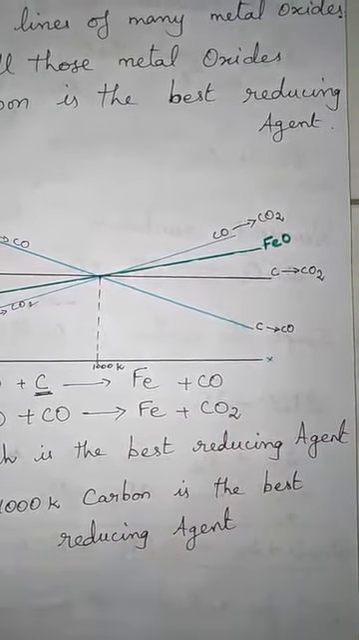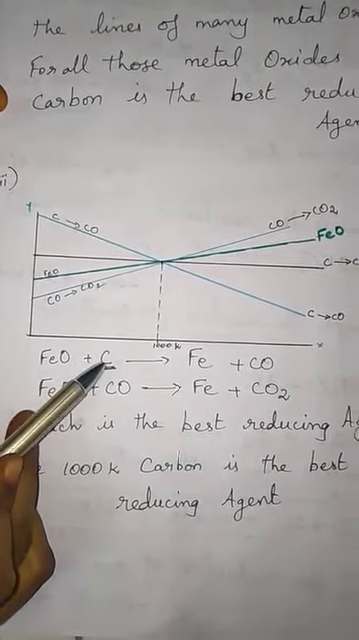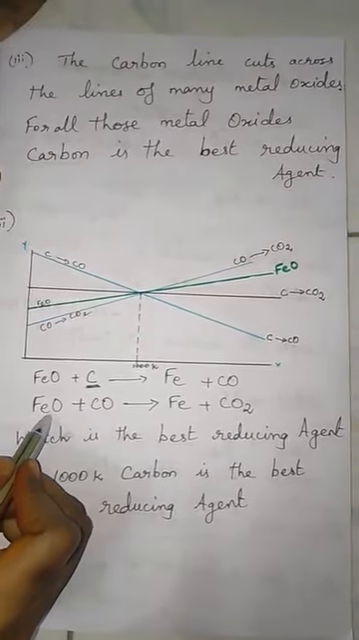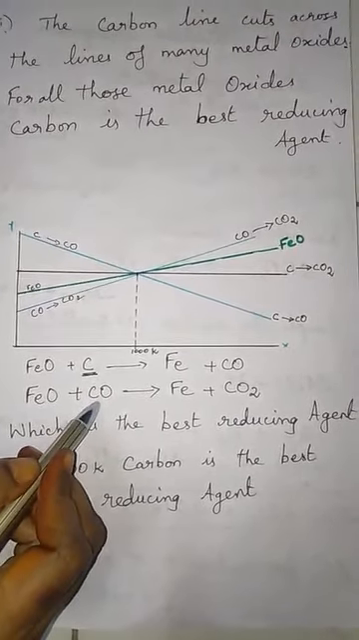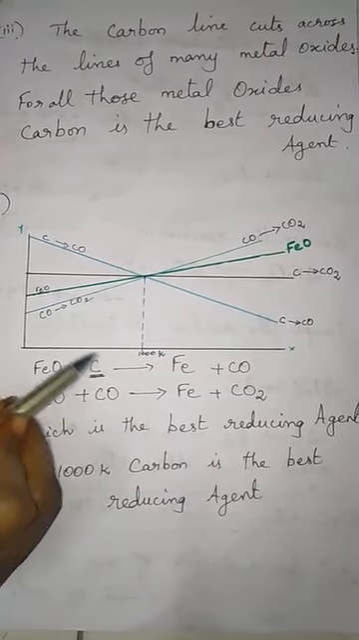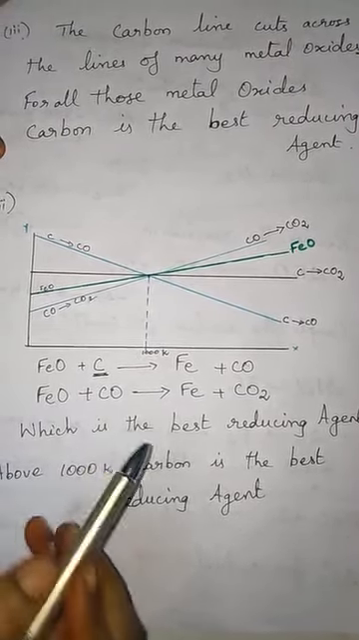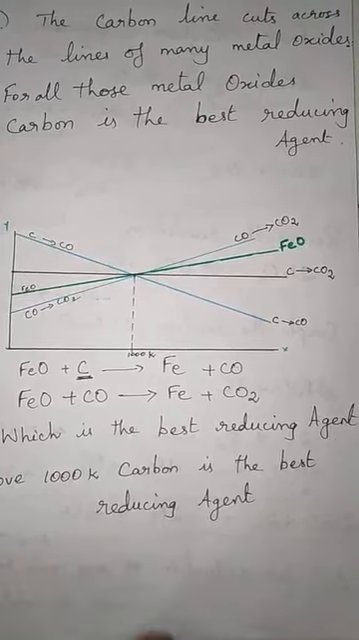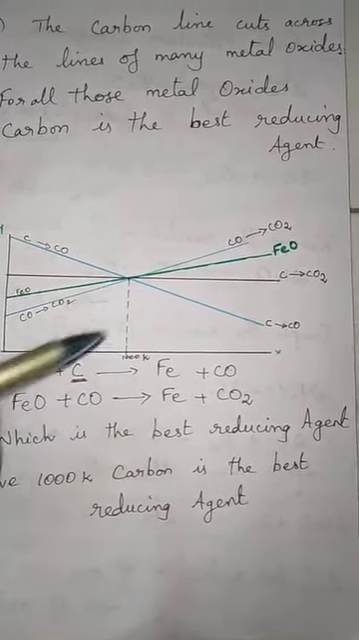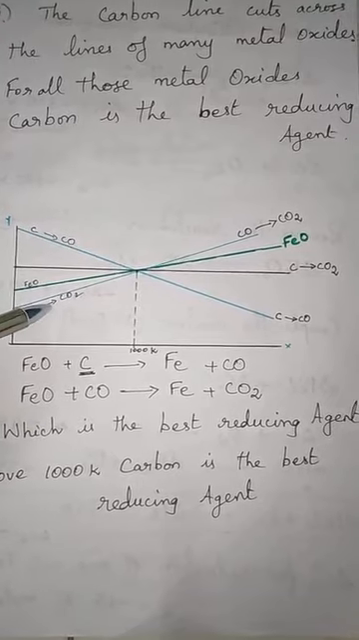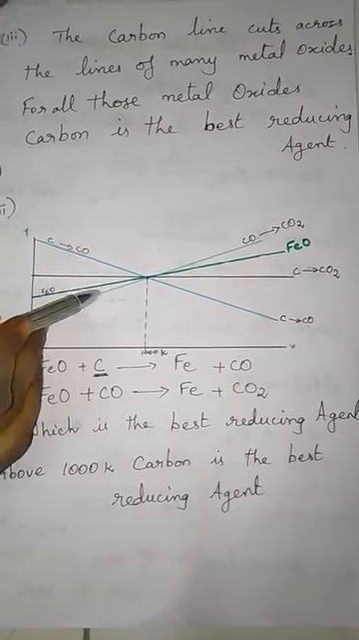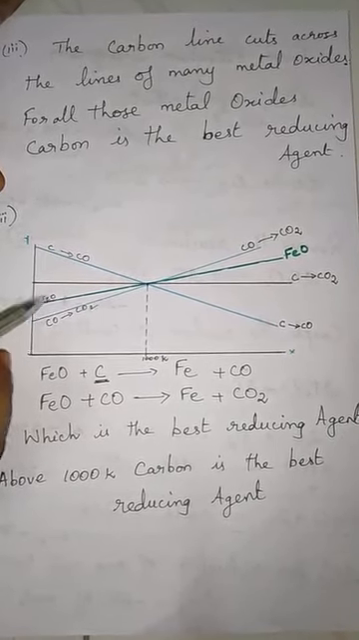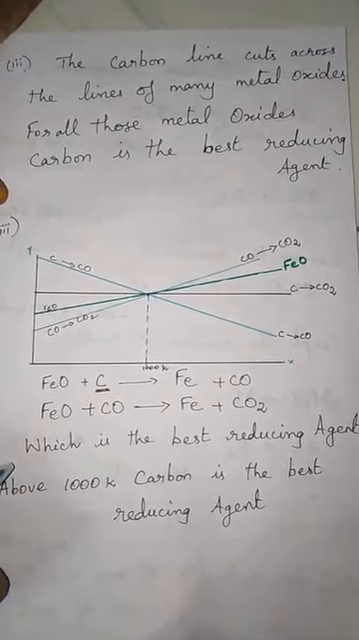So, mainly iron oxide reacts with carbon and converts into iron and carbon monoxide. And iron oxide has the capability to react with carbon monoxide also. But anyway, which will be the best, you have to choose, no? So, above 1000 Kelvin, carbon is the best reducing agent. You have to tell the answer like this. So, first look at where the line is located, whether it is above or below the equilibrium, and which metal oxide is located below that particular metal oxide. So then you apply the answer.